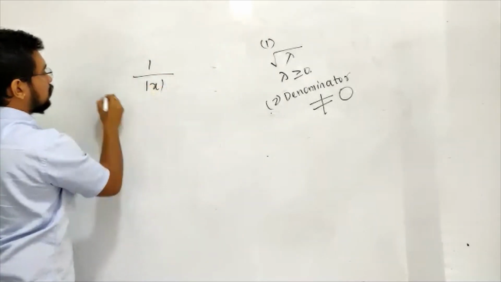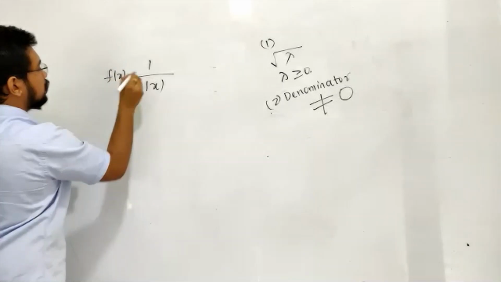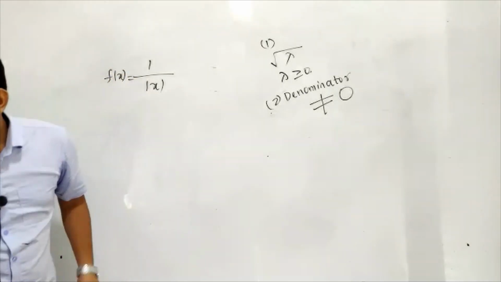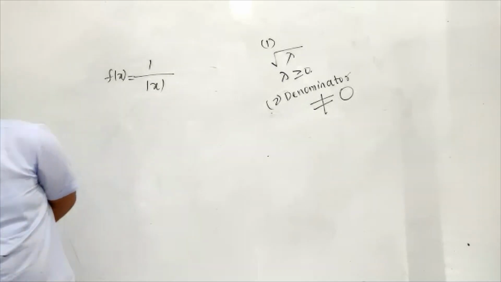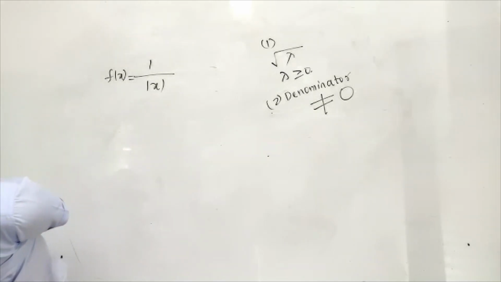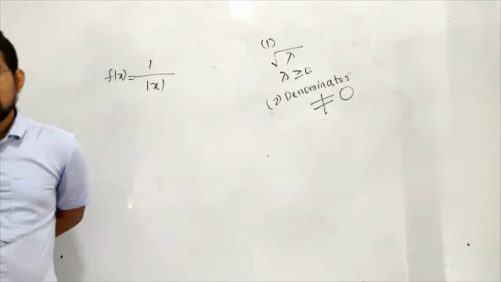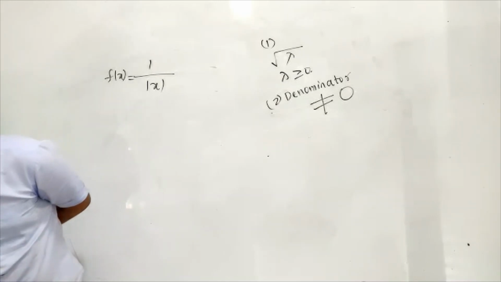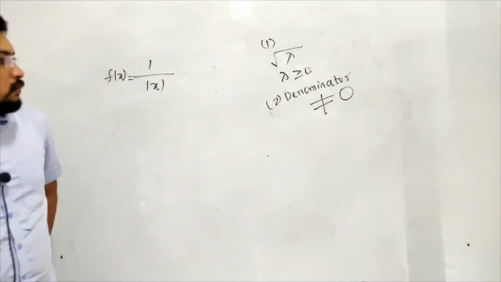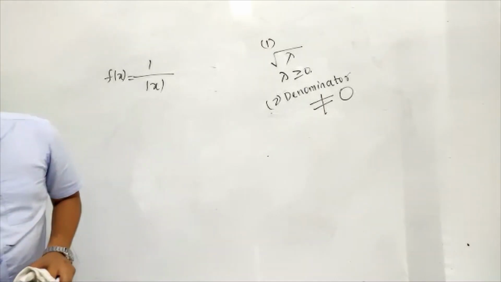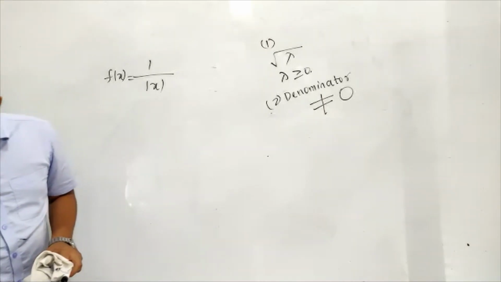Something like 1 by mod x. F of x is equal to 1 by mod x. What is the domain of this one? Very straightforward, simple question. 1 by mod x. What will be the domain?